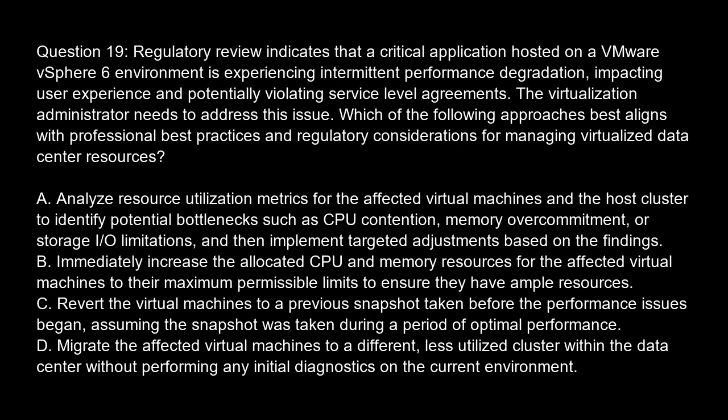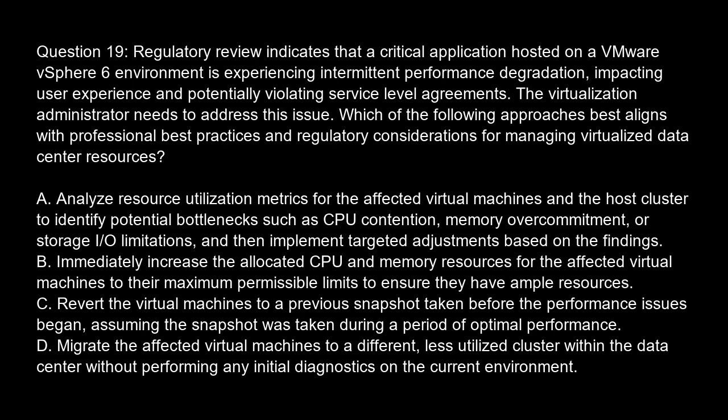Option A. Analyze resource utilization metrics for the affected virtual machines and the host cluster to identify potential bottlenecks such as CPU contention, memory overcommitment, or storage I/O limitations, and then implement targeted adjustments based on the findings. Option B. Immediately increase the allocated CPU and memory resources for the affected virtual machines to their maximum permissible limits to ensure they have ample resources.